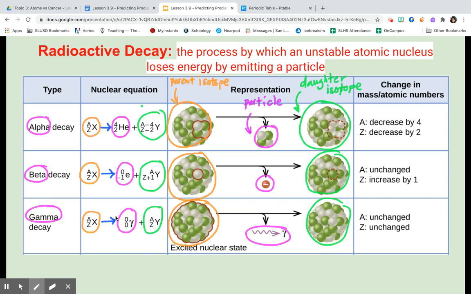Let's talk first about how we use nuclear equations in order to identify the type of decay we have, whether it's alpha, beta, or gamma. And then let's talk about how we can use these equations to predict what daughter isotope we could end up with.